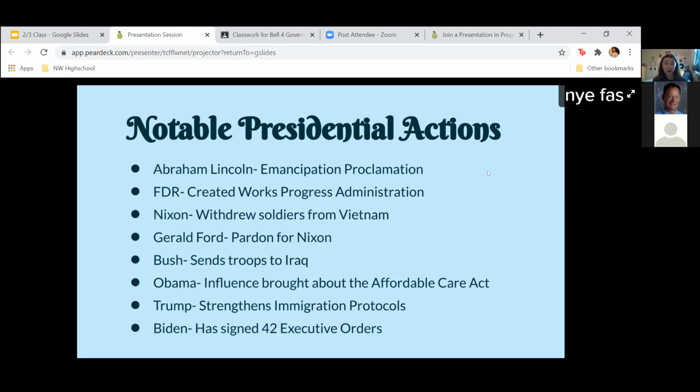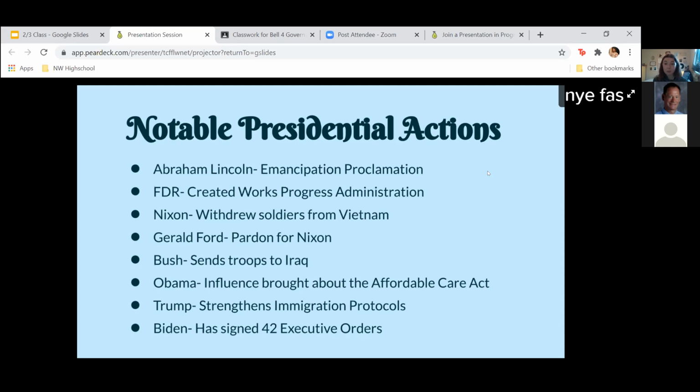Another one would be FDR. During the Great Depression, FDR created what was called the Works Progress Administration. He used his executive power to start this administration and put people in charge of it in order to create new jobs, new ways for people to make money, and try to help get us out of the Great Depression. A lot of people were unemployed, and that was the solution he found.